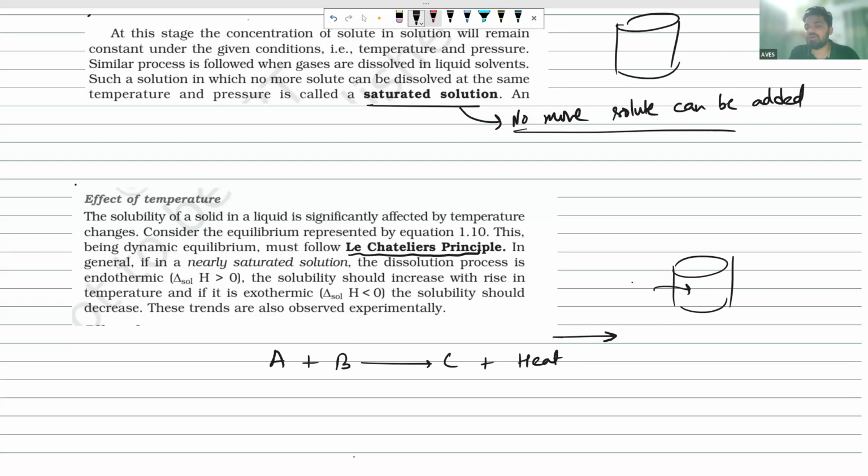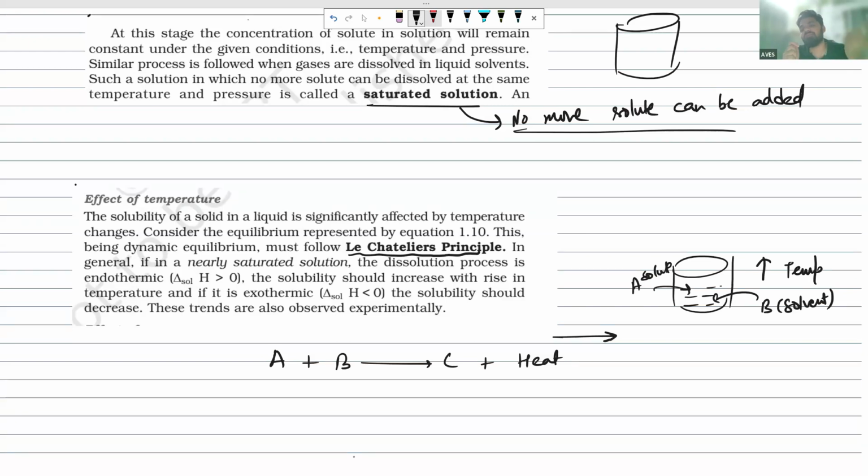For example, if you are dissolving a solute A in solvent B, and you notice that there is an increase in temperature, then if you want A to keep dissolving more and more in B, you need to reduce the temperature.